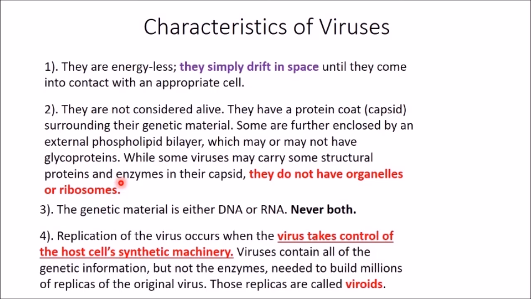Replication of the virus occurs when the virus takes control of the host cell's synthetic machinery. Viruses contain all the genetic information, but none of the enzymes needed to build millions of replicas of the original virus. Those replicas, as we saw earlier, are called viroids.